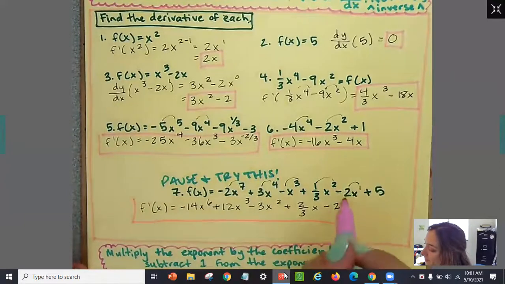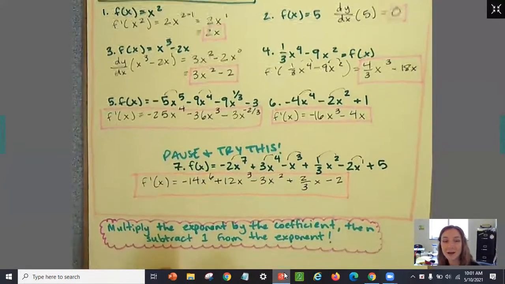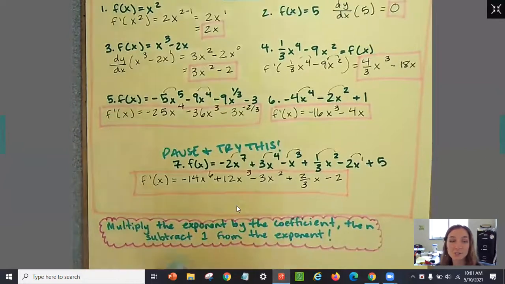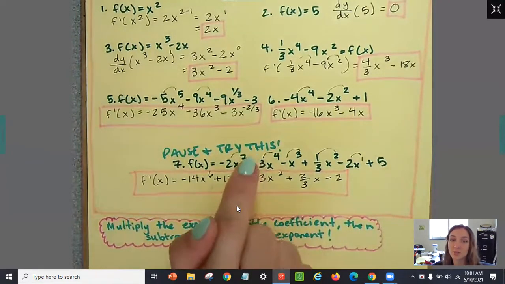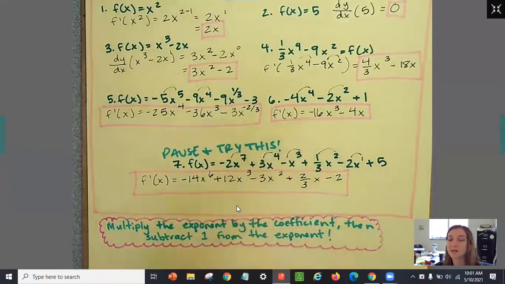All right, hopefully you guys got this correct. If not, please let me know if you have any questions. I'd be very happy to help you out. And just by the way, with these derivatives, you're going to be multiplying the exponent by the coefficient, and then you're going to subtract 1 from the exponent. So each time, multiply, subtract, multiply, subtract, multiply, subtract.